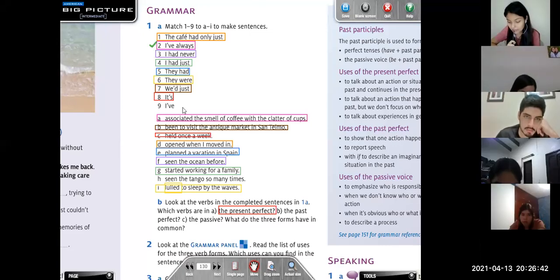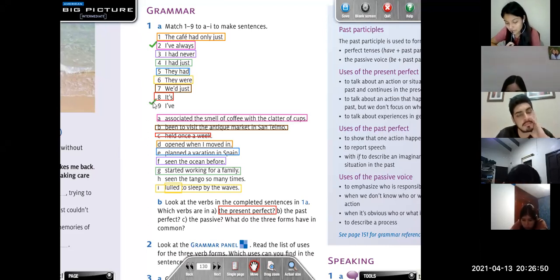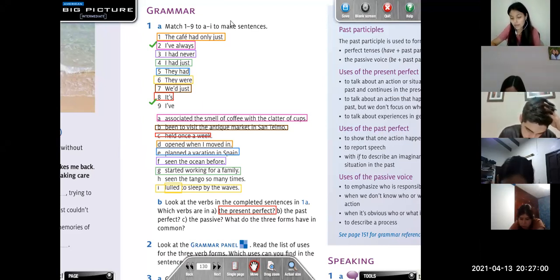Number 2 in the present perfect. Any other? Number 9. Any other? No, right? We don't have another sentence in the present perfect. Okay. What about the past perfect?